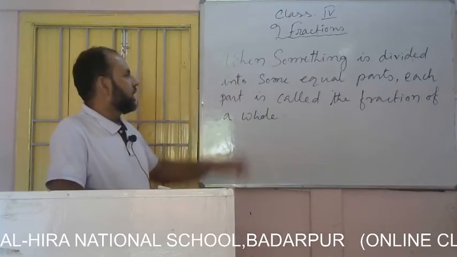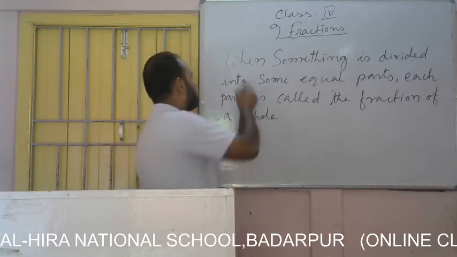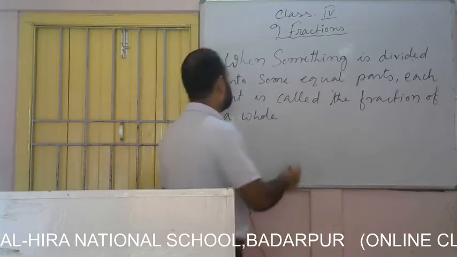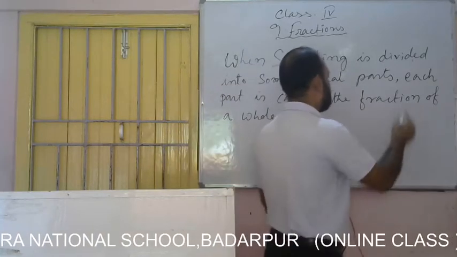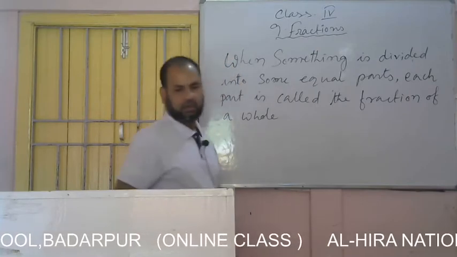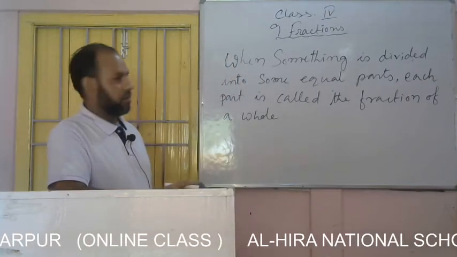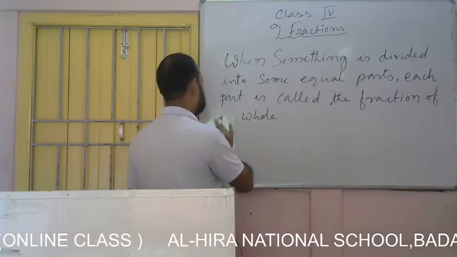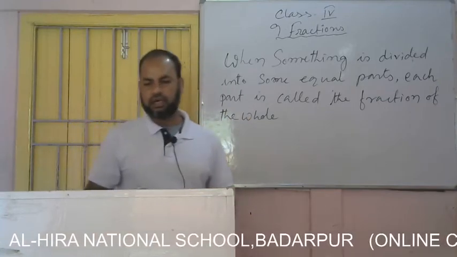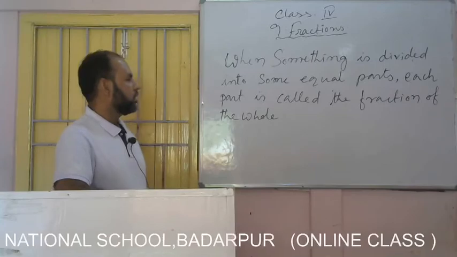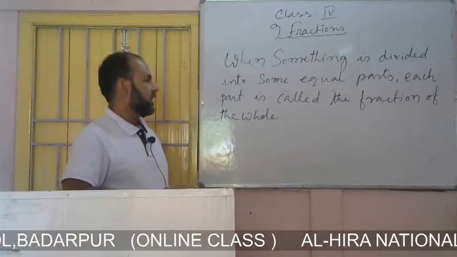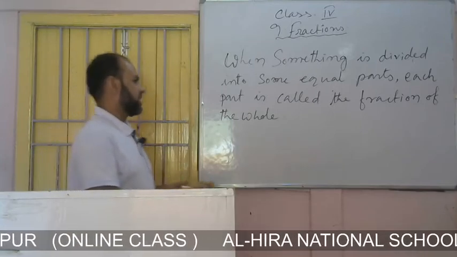So, when something is divided into some equal parts, each part is called the fraction of the whole. To understand what a fraction is, let us see some examples.